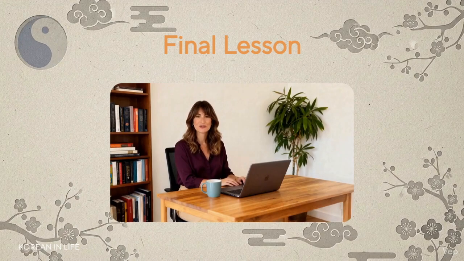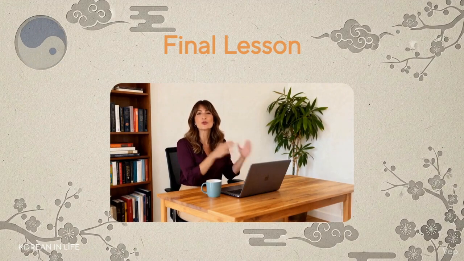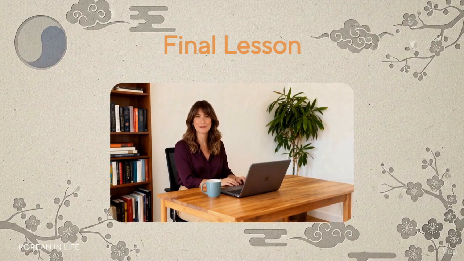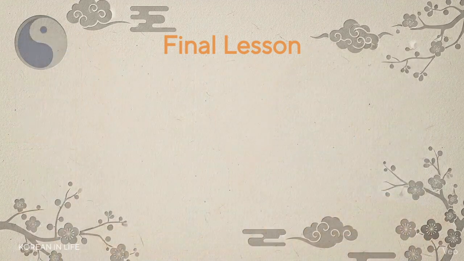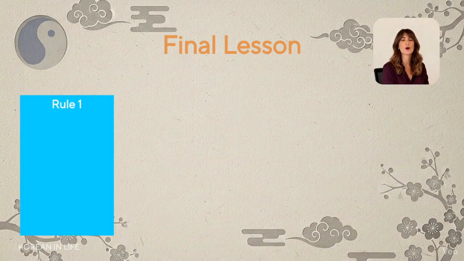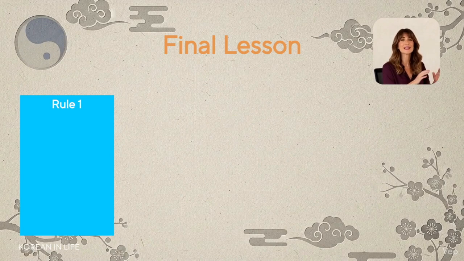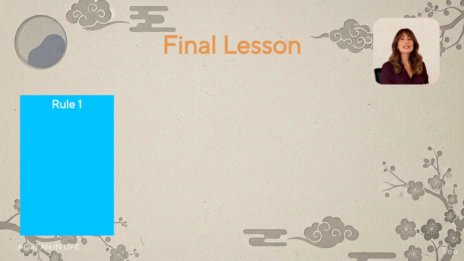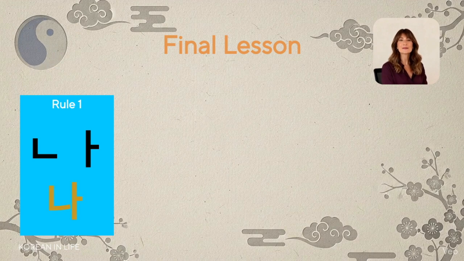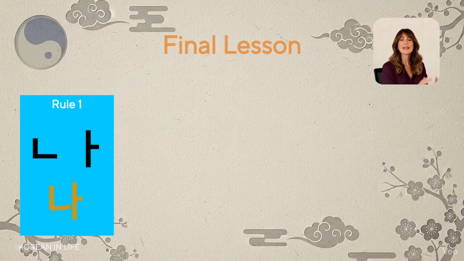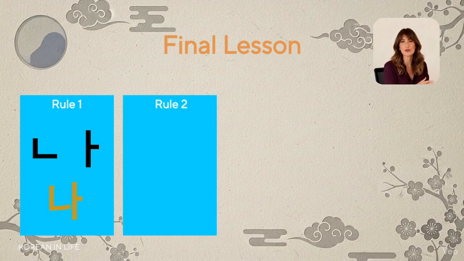Okay, so let's review the 4 combination rules we learned today, shall we? And please repeat the example syllable for each rule out loud. Rule 1. Tall vowels go on the right. Example, the consonant nian plus a is na. Repeat after me. Na.